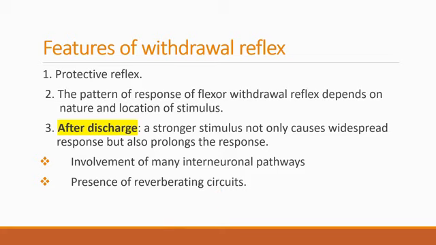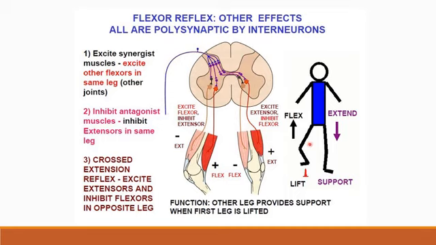So this is one more picture showing the flexor reflex and the extensor reflex. It excites the synergistic muscles, the flexors on the same leg, and inhibits the antagonistic muscles, the extensors in the same leg. This is the flexor response. And crossed extension reflexes excite extensors and inhibit flexors in the opposite leg. The function is that the other leg provides support when the first leg is lifted. Okay, one will be flexed and the other will be extended to support the body.